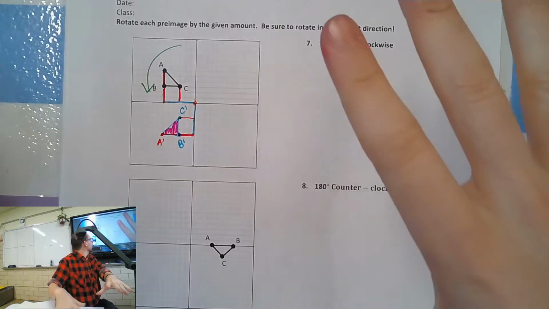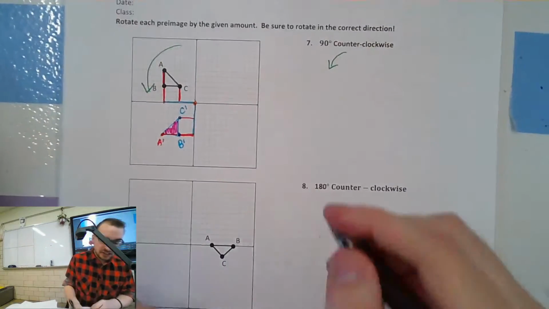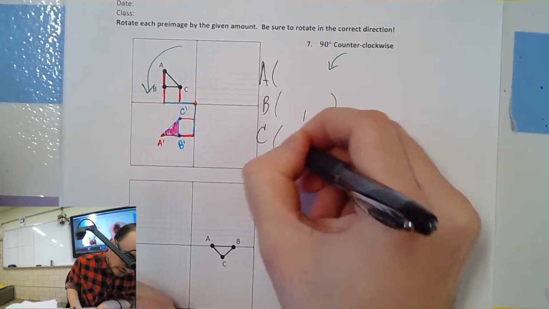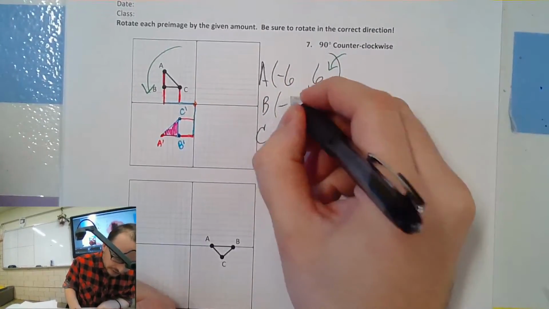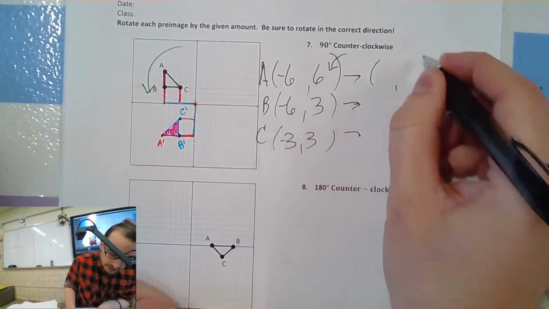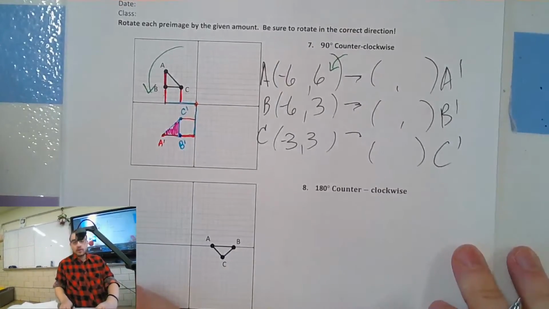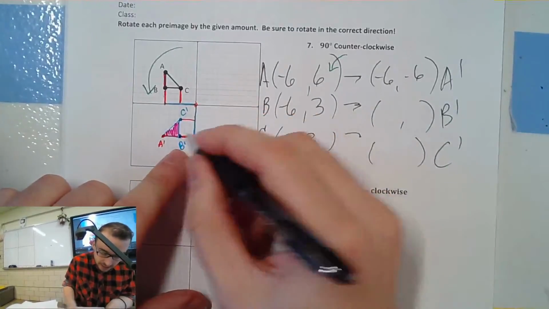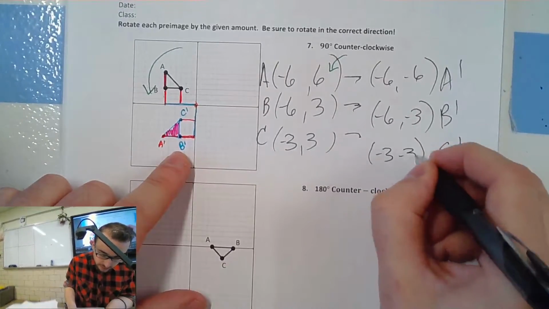Anyway, how do we feel about rotations? Let's talk about the rule real quick. So here's A, here's B, here's C. A's coordinates are -6, 6. B's coordinates are -6, 3. C's coordinates are -3, 3. Okay, I'm doing it real quick. A prime, we found out, became -6, -6. B became -6, -3. C became -3, -3.